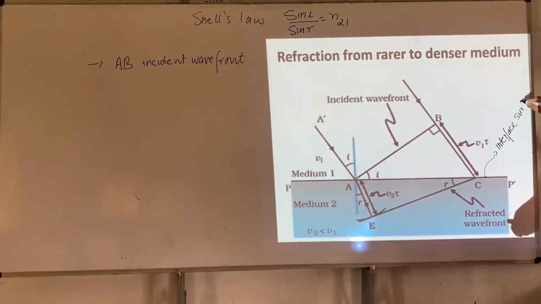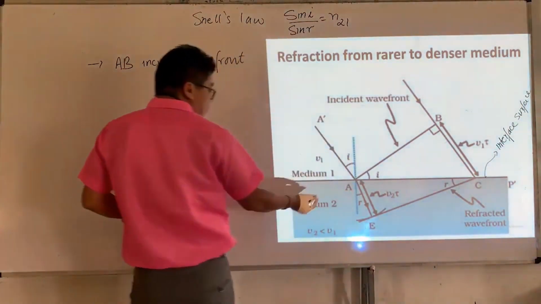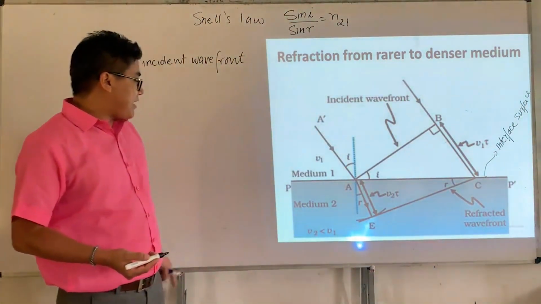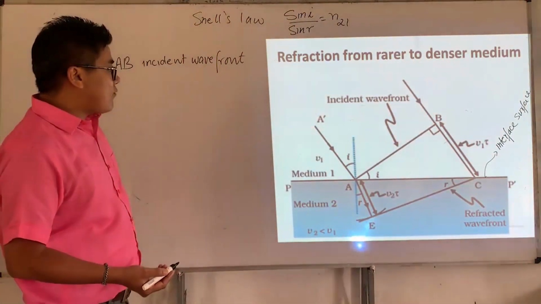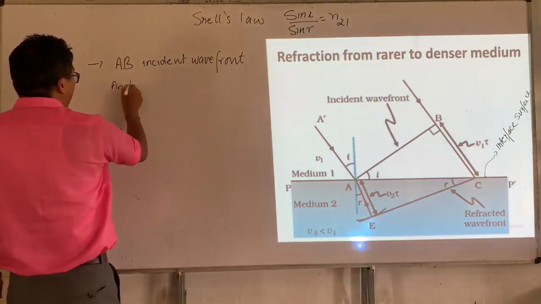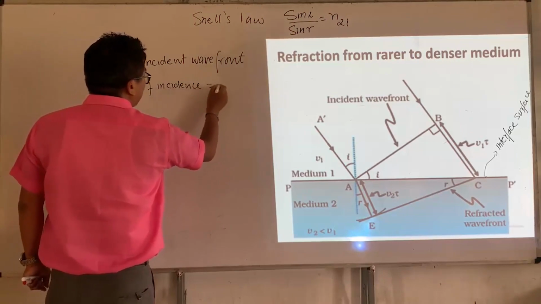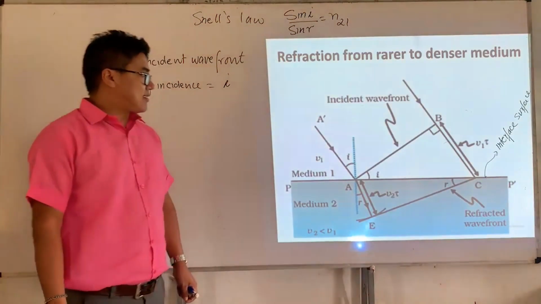The interface surface is between air and water. This is going to be the second medium, and this is going to be the first medium. AB is the incident wavefront, and the angle of incidence, look here, is going to be i.